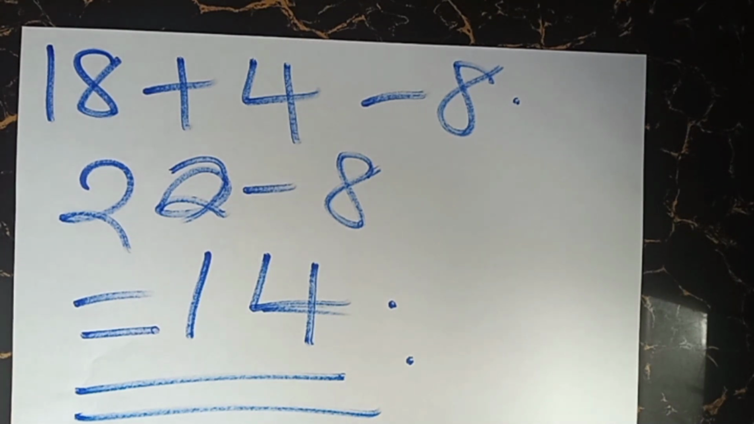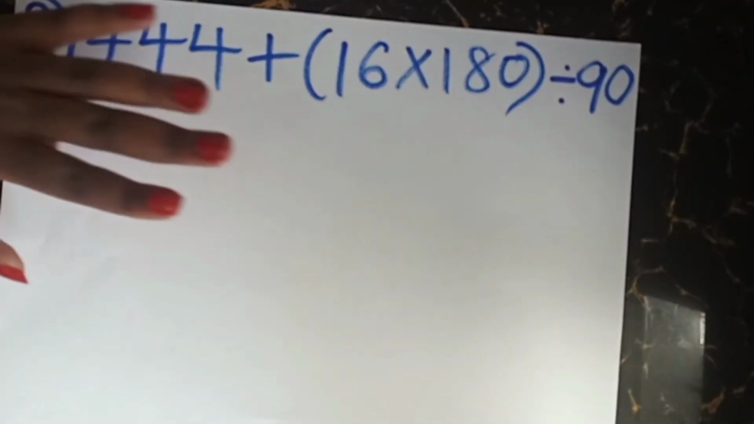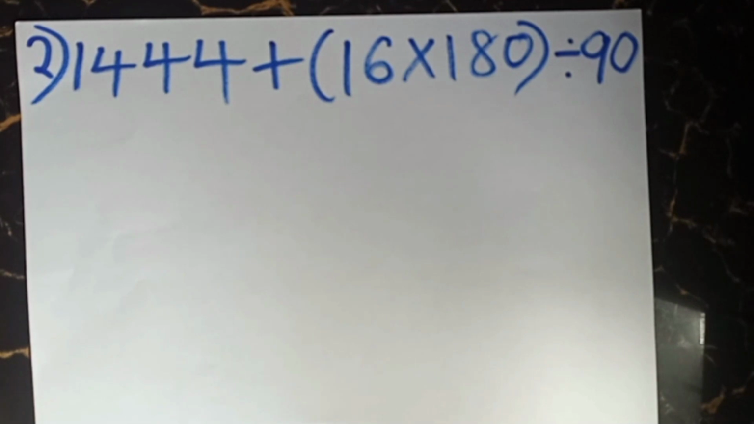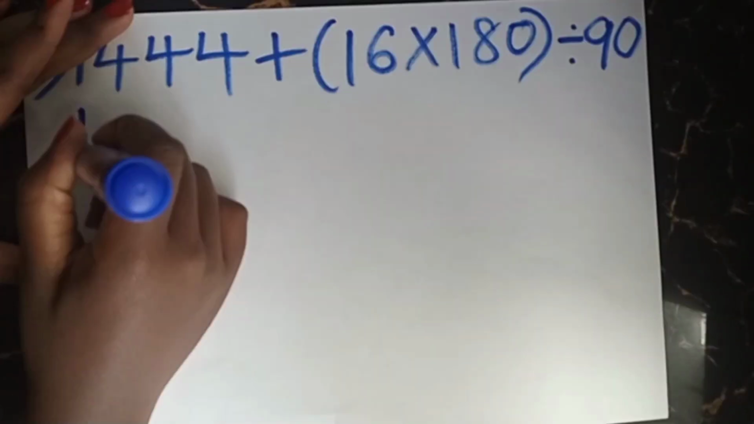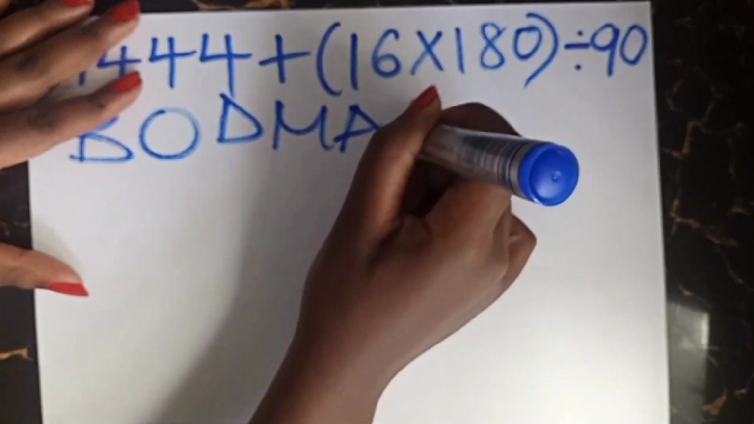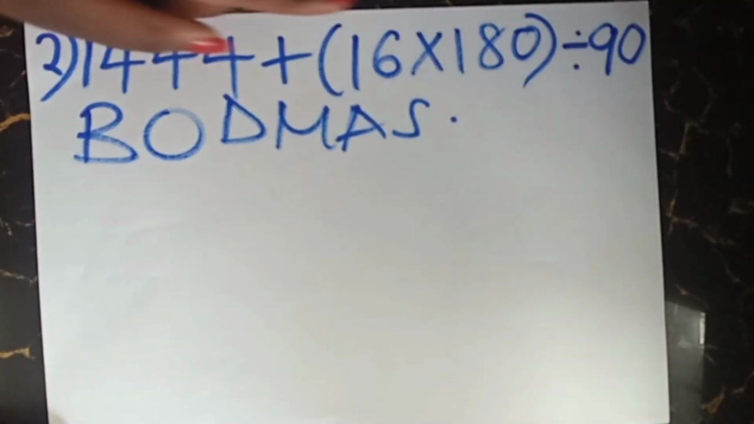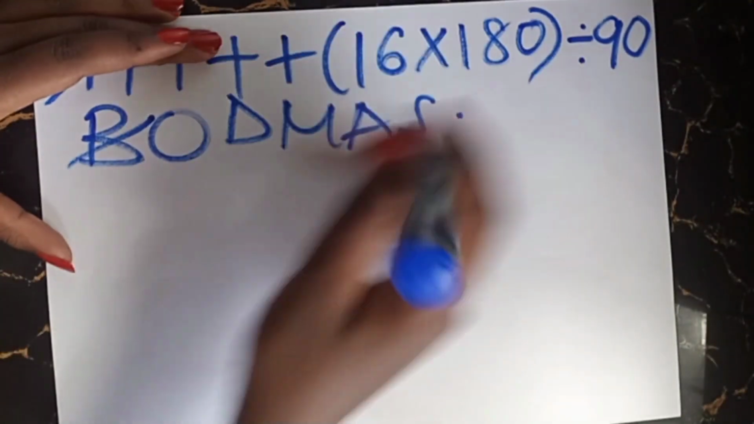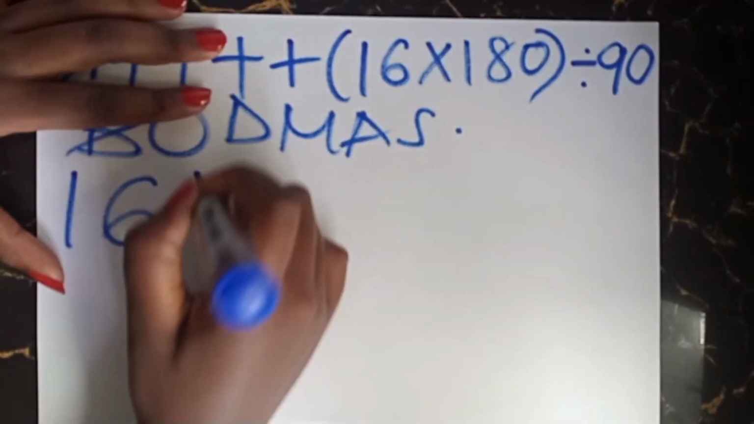So let's go through one last example. Here. Okay? Yes. So first step would be to write BODMAS. Anytime you see a question like this, the first step would be to write the acronym BODMAS. Okay? So BODMAS dictates that we first start by removing the brackets. So brackets. So 16 times 180. What is 16 times 180?